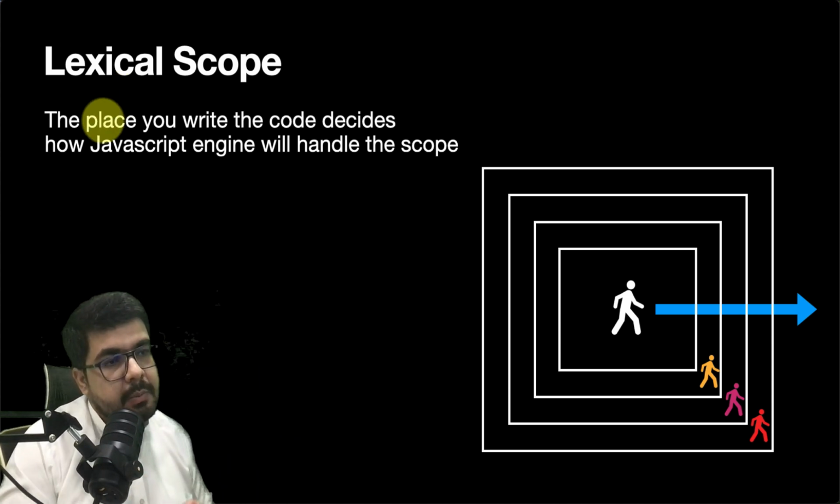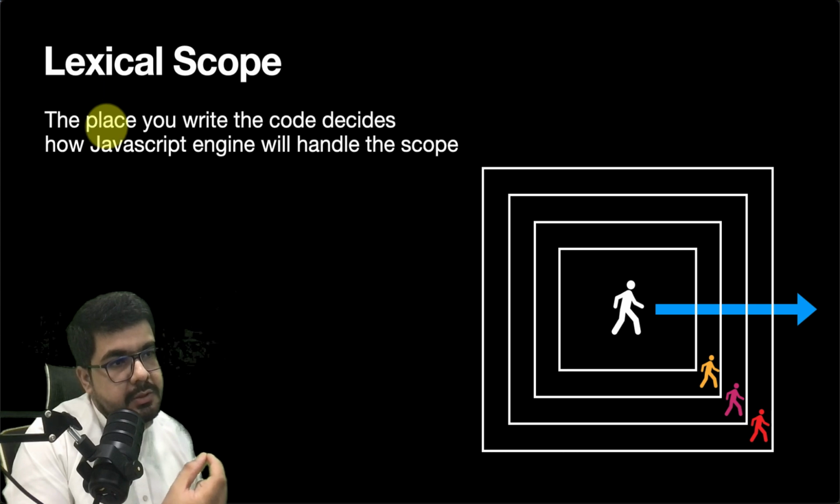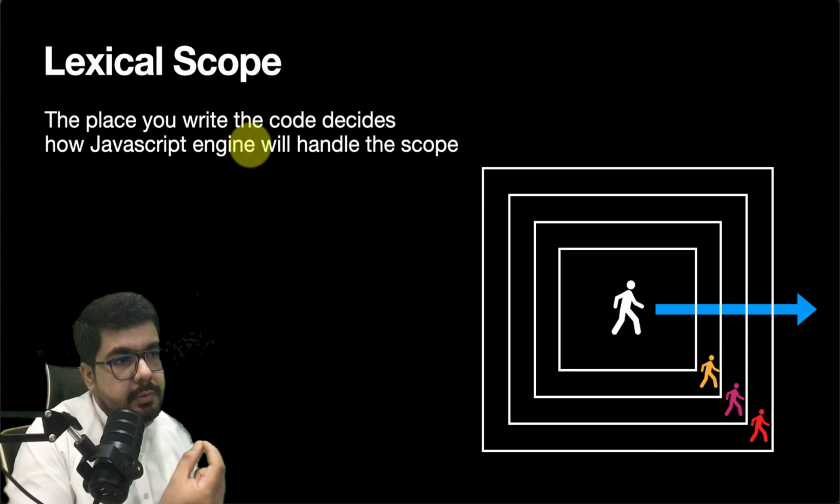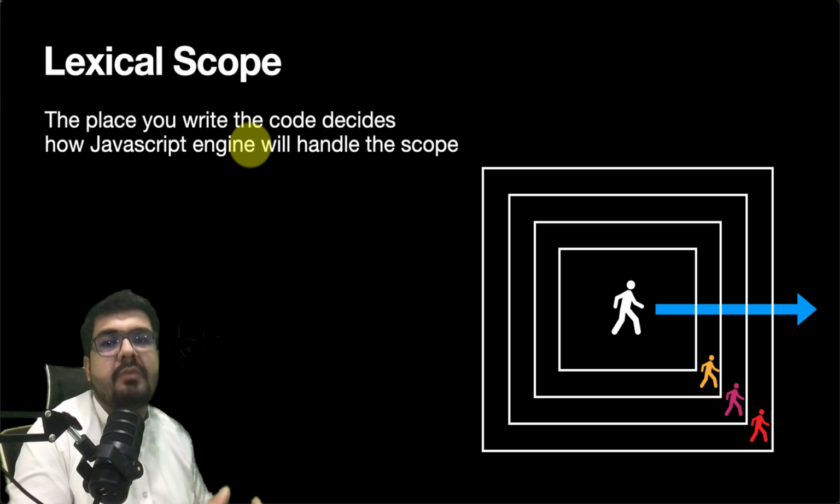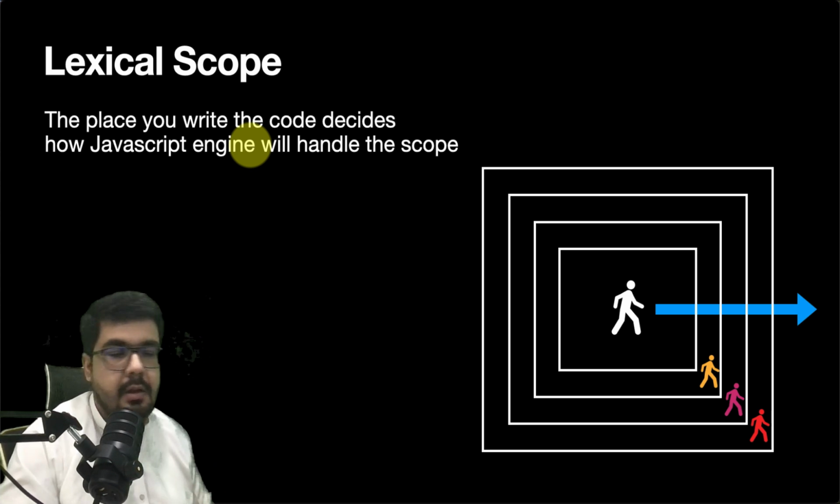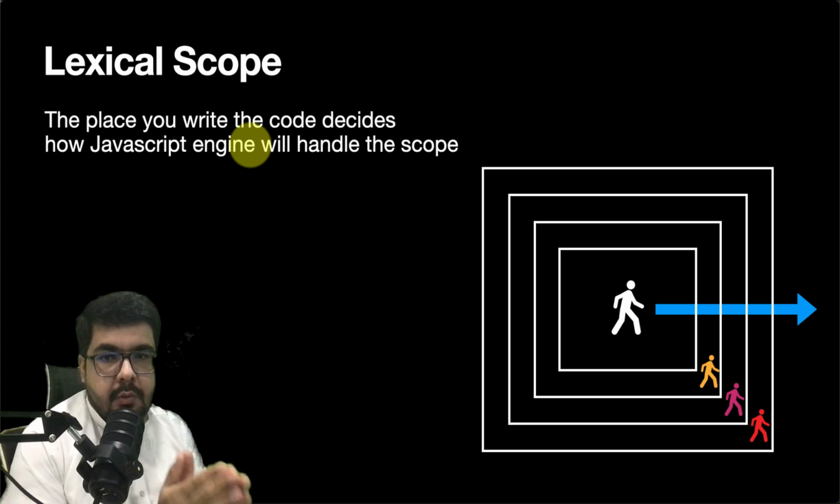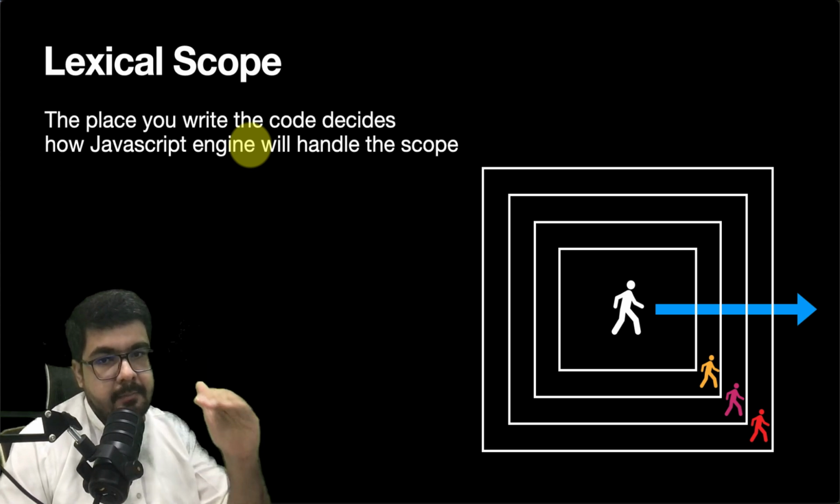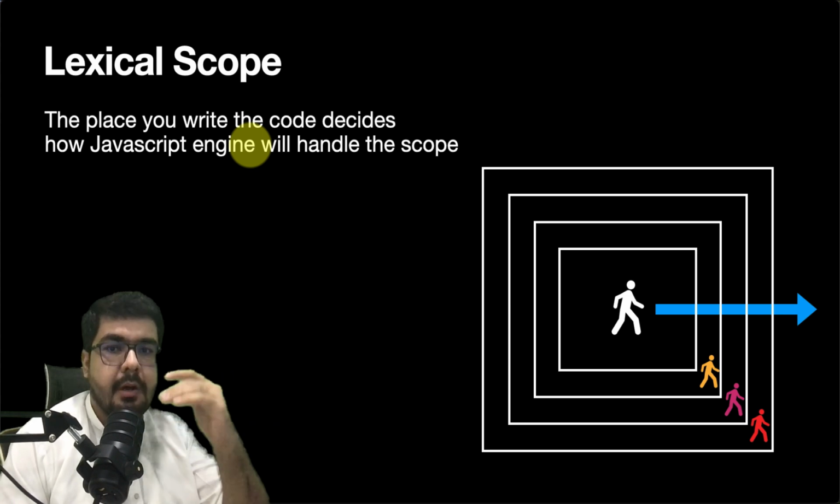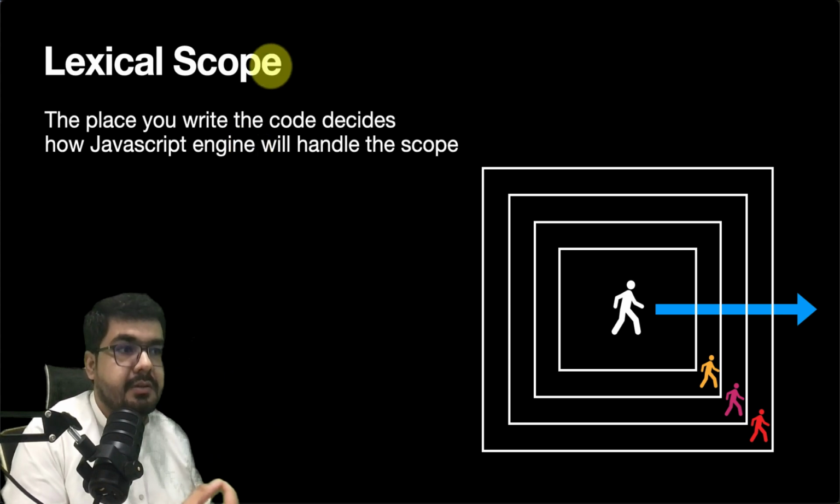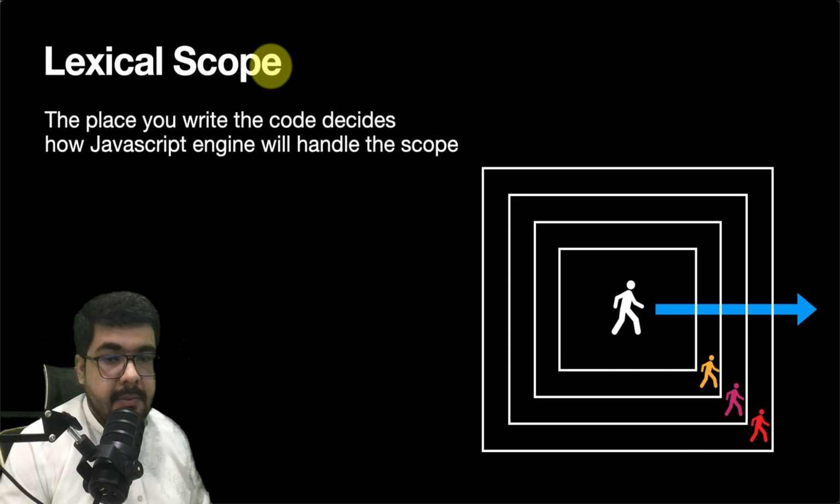So in simple words, lexical scope is a thing in which where you are writing the code, so the way you write the code decides how your scope will be managed, right? So that's the concept over here. Okay, so let's say you're writing code. What the JavaScript engine will do is look at the code, and by seeing where you have written that code, it will manage the scope accordingly. So that is known as the concept of lexical scope, right? So let me give you an example for that.